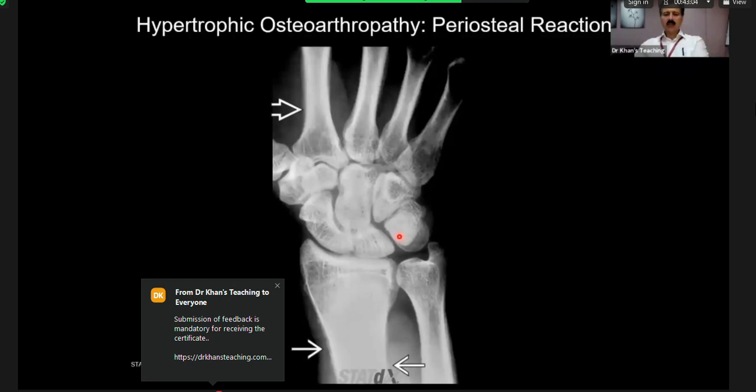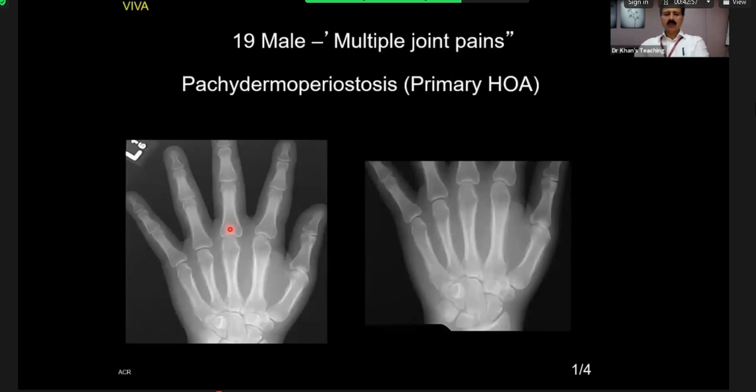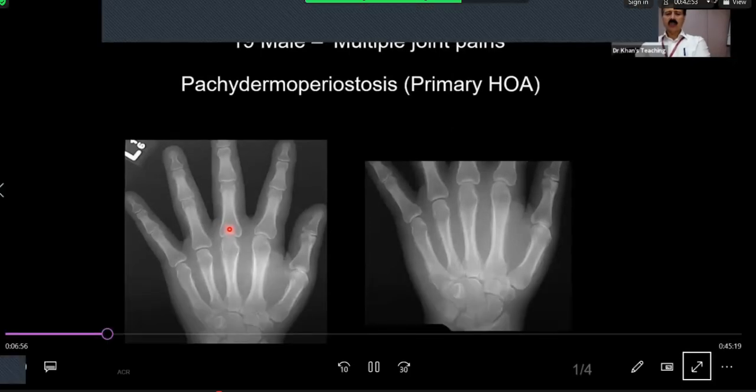HOA can also involve the short bones, and here the radius, etc., is involved. So this is pachydermoperiostosis, and the key finding is that this is what we call primary HOA. This is a 19-year-old male, and these are familial. And look here, look at this periosteal reaction along the short bones. And so here also, the long bones.